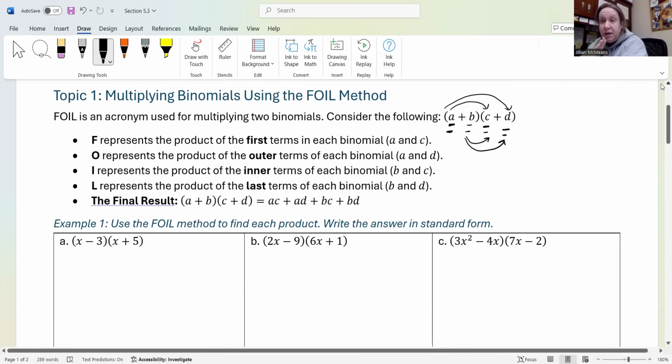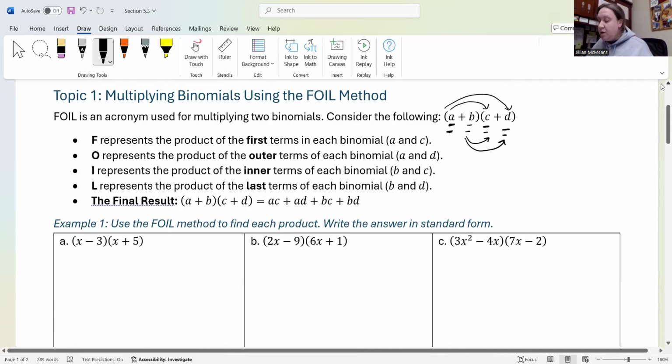You just need to make sure each term in the first binomial gets distributed through the second binomial. And FOIL just helps you remember which terms to multiply when. But you'll get the same answer as long as you just make sure you distribute each term in the first binomial through the second binomial. Okay? Now the final result, if you had A plus B times C plus D, would be AC plus AD plus BC plus BD. Just make sure you watch your signs when you are multiplying polynomials.